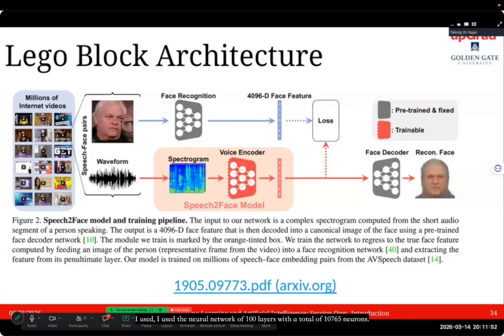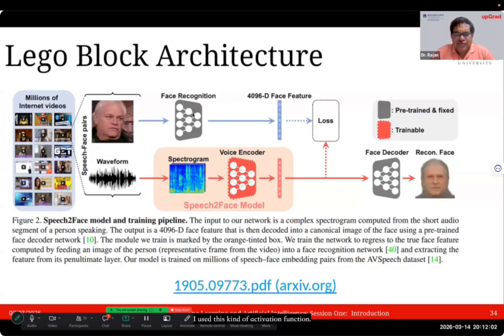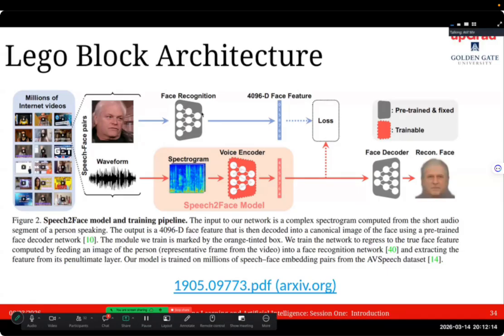I used a neural network of 100 layers with a total of 10,765 neurons. I used this kind of activation function. Those kind of things they can say. But if you ask what is happening in the 51st layer, no, I cannot say. Nobody can say that. Is it a logical explanation?